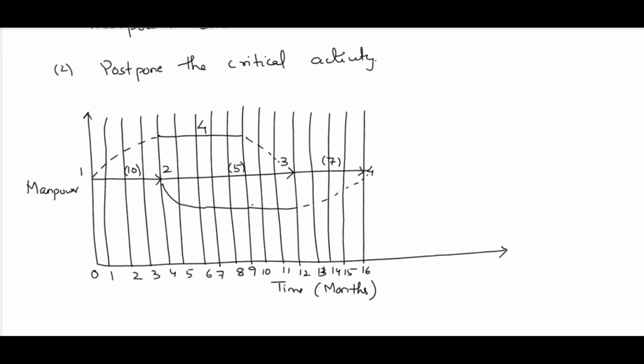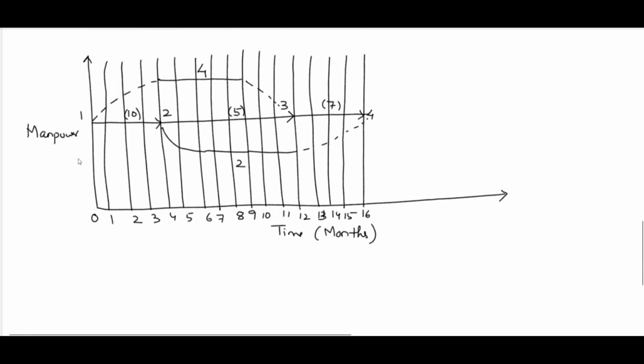Here the 2 to 4 activity takes 2 manpower. Now let's calculate the manpower requirement. For the first month it is 10, second month 10, third month 10, fourth month also 10, and for the fifth month it is 4 plus 5 plus 2. That means 5 plus 4 is 9, plus 2 is 11. So it is exceeding the limit.